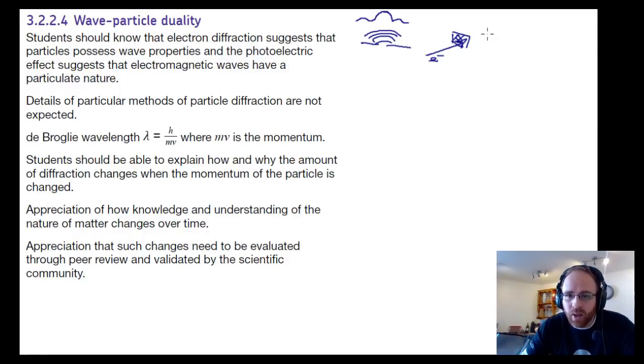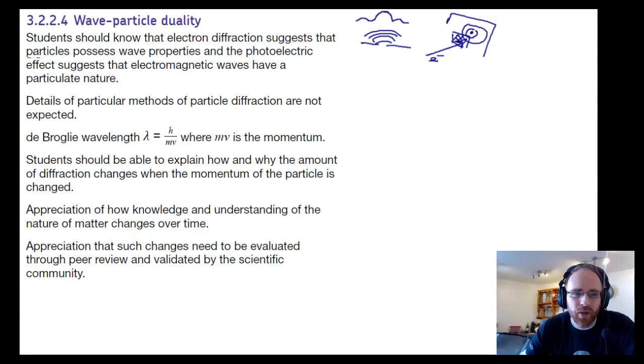So you'd expect some dots to appear on a screen behind. What we actually see is a diffraction pattern from the electrons. So this experiment tells us that if we pass electrons, which are particles, through small holes, the electrons diffract. Now this doesn't work if electrons are only particles. So we know that electrons possess particle properties and wave properties. We know that electrons possess particle properties because we can collide them with things and treat them as little balls normally, but they also possess wave-like properties.